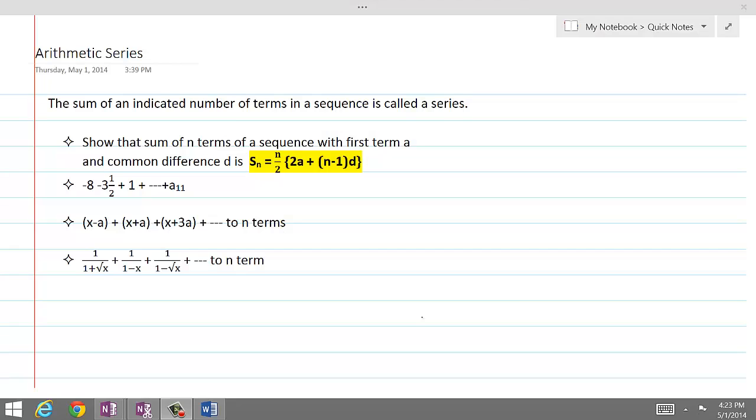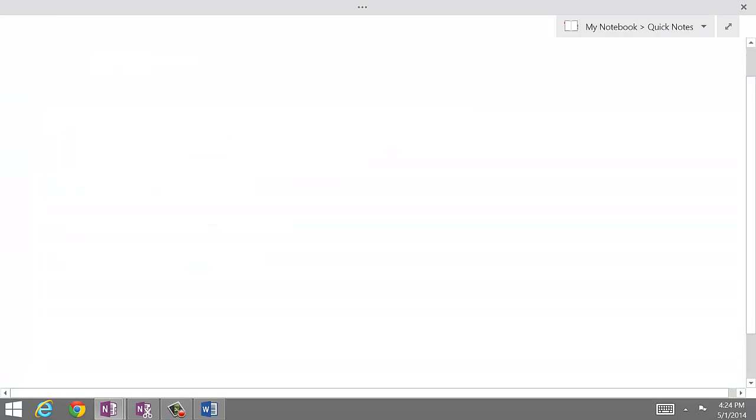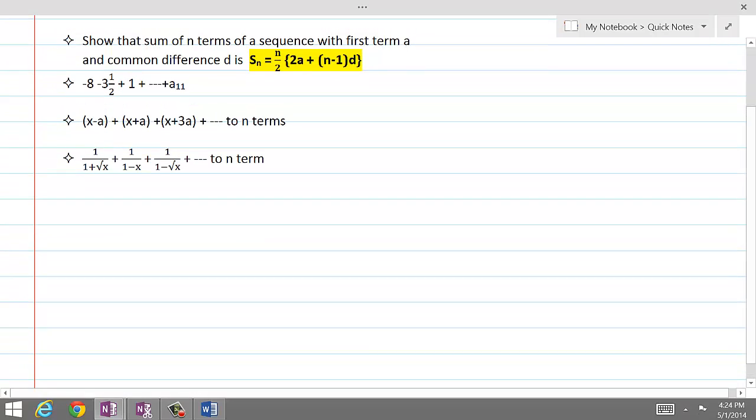The sum of an indicated number of terms in a sequence is called a series. And if the sequence under consideration is an arithmetic sequence, then the sum of the terms of the arithmetic sequence will be called an arithmetic series.